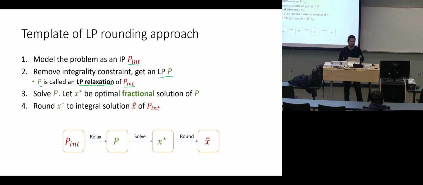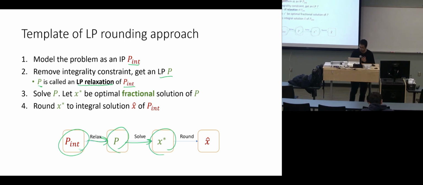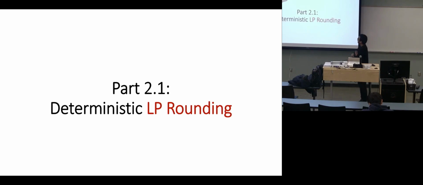So this is a template. You start with IP, relax, get LP, solve, get a fractional solution, then you round, you are done. Okay. So let's see how to do this in action. First, we're going to see how to get a deterministic algorithm from this template.